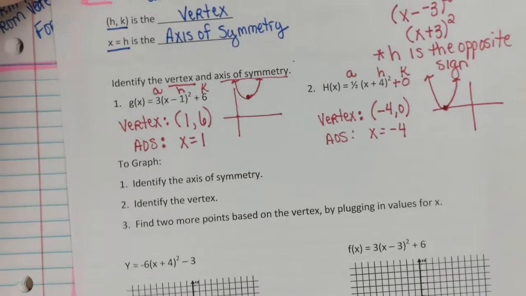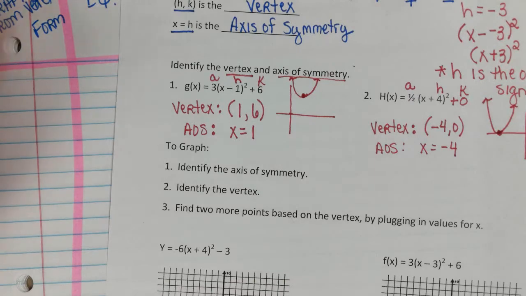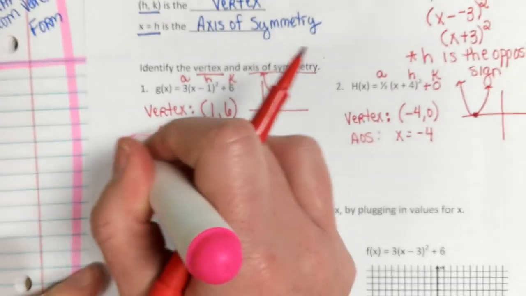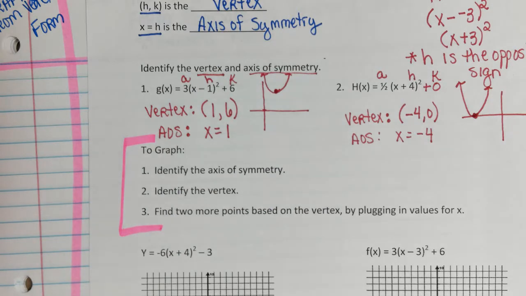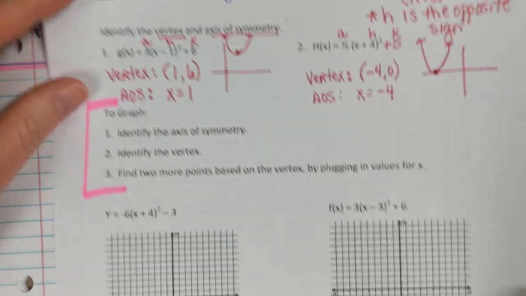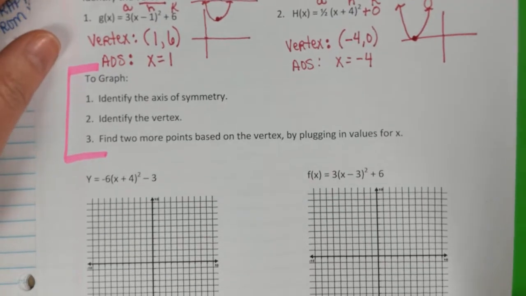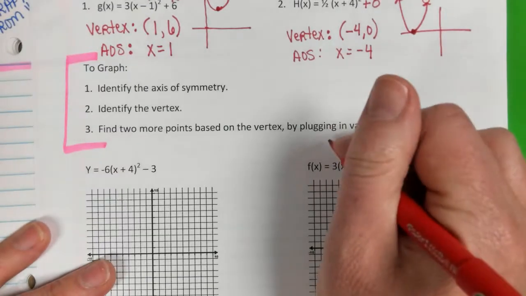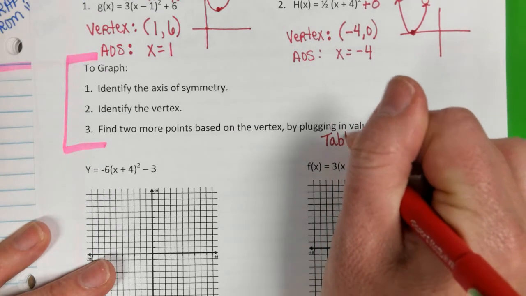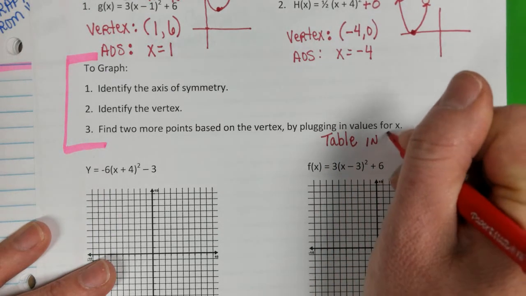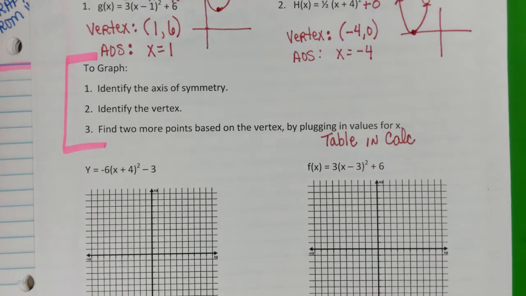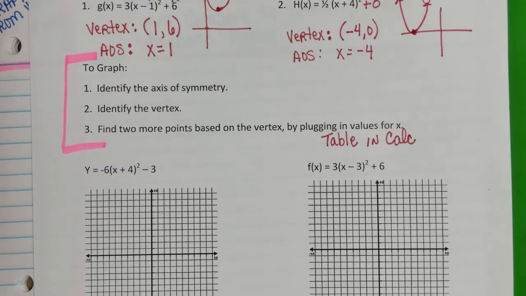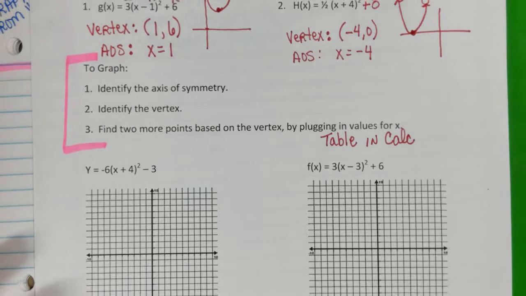Okay, so to graph this, to actually draw a graph and look at it, we're going to identify the axis of symmetry, identify the vertex, and then find 2 more points based on the vertex by plugging in x values. Now, we're going to use the table in our calculator. You absolutely can make your own table, but if you've got a calculator to use, we don't have to stress out about creating this, and we really need to start using our calculator more as a tool.